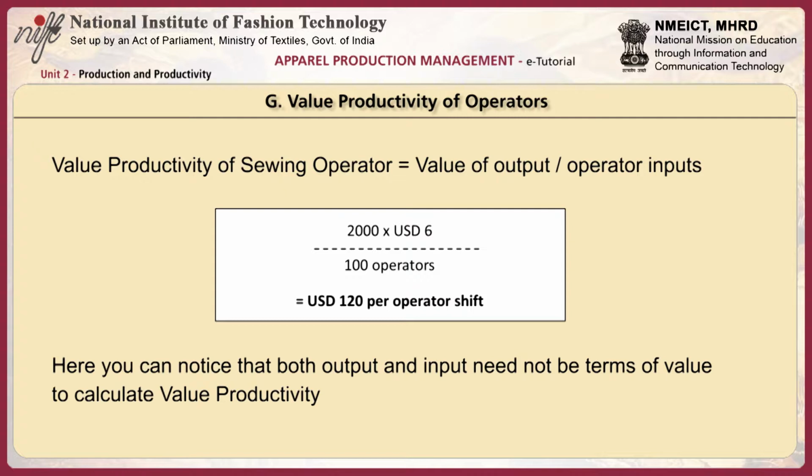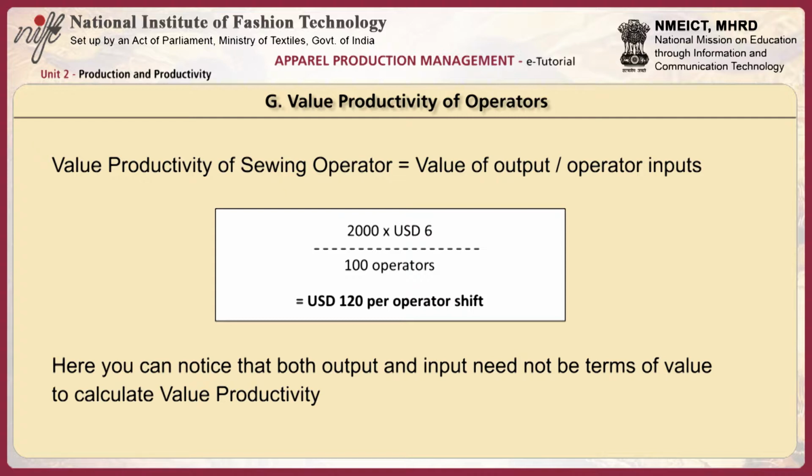Next we come to calculate value productivity. Value productivity of a sewing operator is calculated by value of output divided by operator input. So what is the value of output? We convert that into the cost.